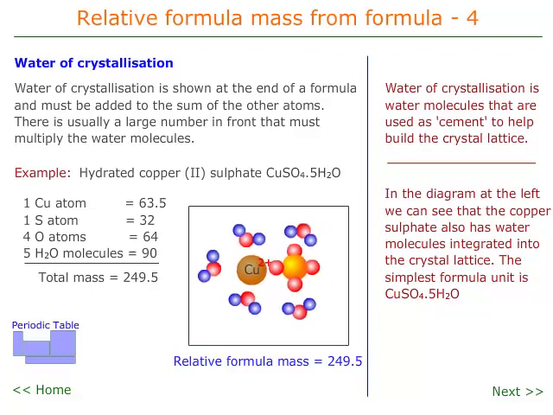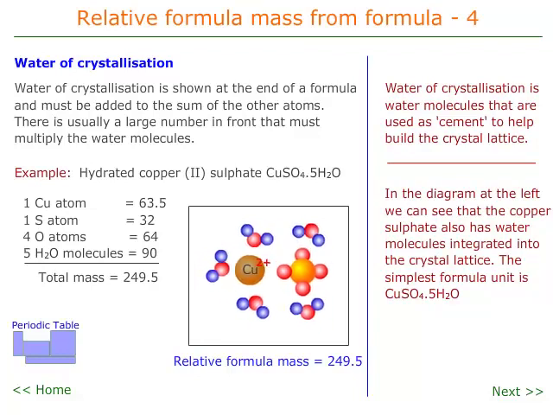For this reason, when we're finding the relative formula mass of a hydrated ionic substance, we must take the water molecules into consideration because we can't weigh out the ionic substance without the water molecules. Now this is expressed in the chemical formula.